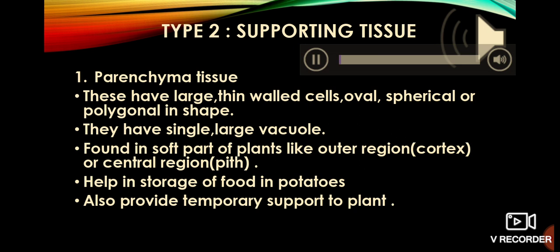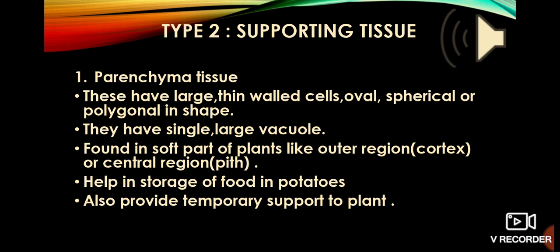So the second category is the supporting tissue, which includes first, parenchyma tissue. Parenchyma tissue, as you have already studied in class 7, is found in mature parts of the plant, or you can say in almost all the regions of the plant. Now these tissues have cells which are large and have thin walls, and they can be of varied shape, either oval or egg shape, spherical or round shape, or polygonal in shape.